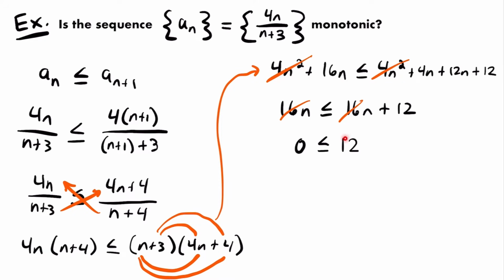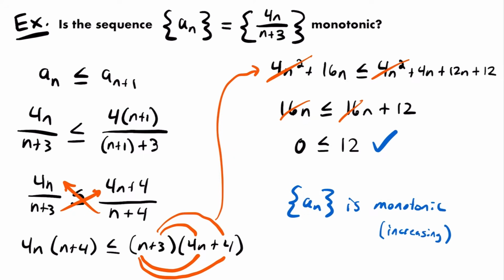And so now we have our statement all the way simplified, and now all we have to do is determine if this is true. Is 0 less than or equal to 12? Well, the answer is yes, 0 is less than 12, and so this is a true statement, which means that we have proved that a sub n is less than or equal to a sub n plus 1, which means that our sequence is increasing just as we suspected. And so what we can say is that a sub n is monotonic. And if you wanted to, you could say that it is specifically increasing. All right, and so that is the solution to this problem. We were able to prove that this sequence is monotonic by showing that its terms are increasing.